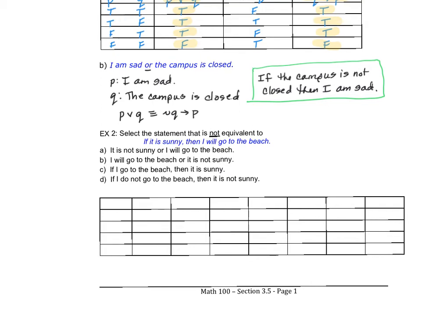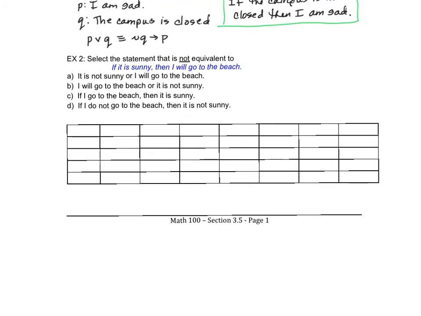In example 2, this time we want to select the statement that is not equivalent to, if it is sunny, then I will go to the beach. So you have to be careful when you're on My Lab that you're reading the directions correctly. Sometimes it'll ask you to show equivalent. Sometimes it'll ask you to choose not equivalent. Well, what I need to do first, since I'm going to use a truth table, is translate to symbolic form.